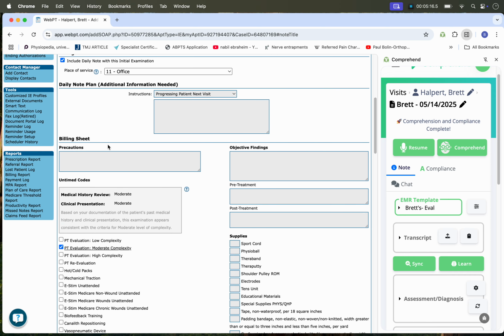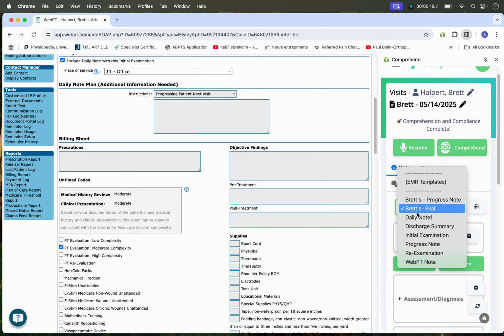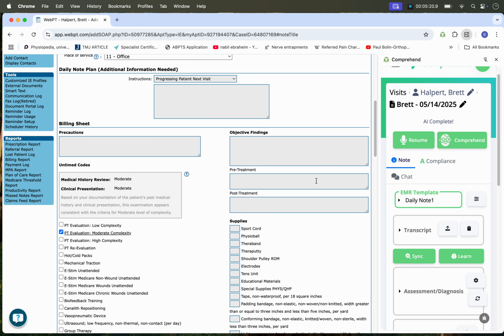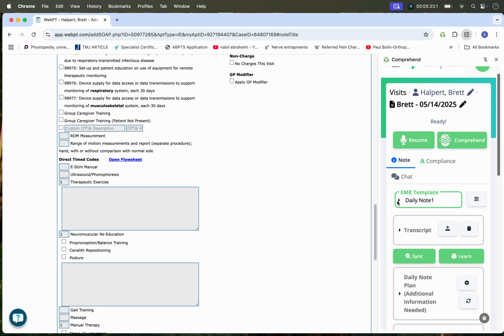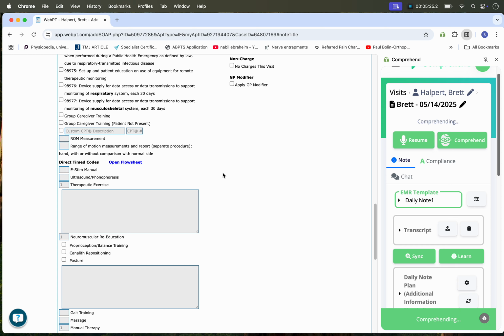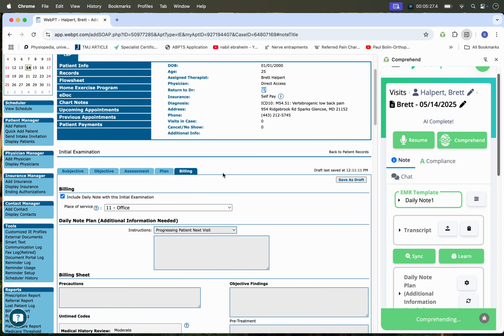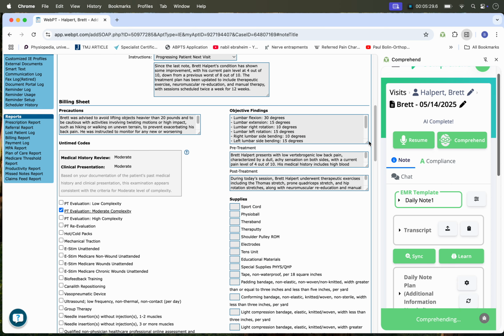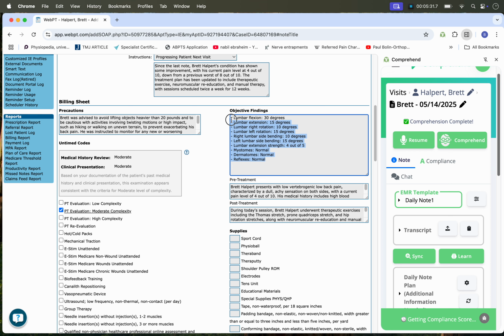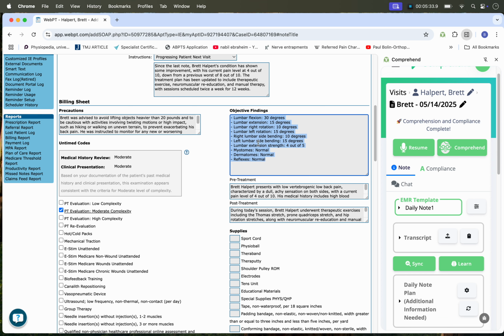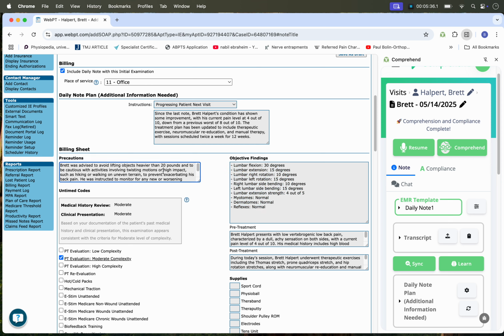And then for the daily note portion, I switch over to daily note 1, which is the template I set up for daily notes, and then I hit comprehend. And then here, everything I said out loud, all the objective measures, gets put nicely into this box. I have it for future reference. I usually delete these boxes.